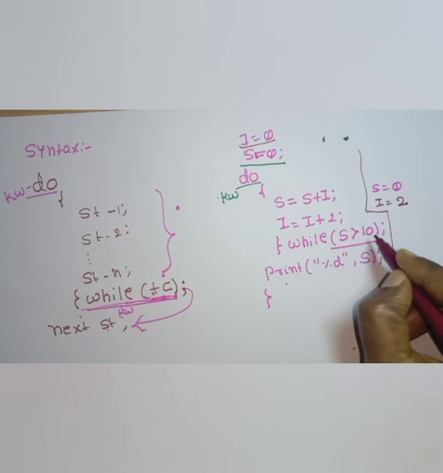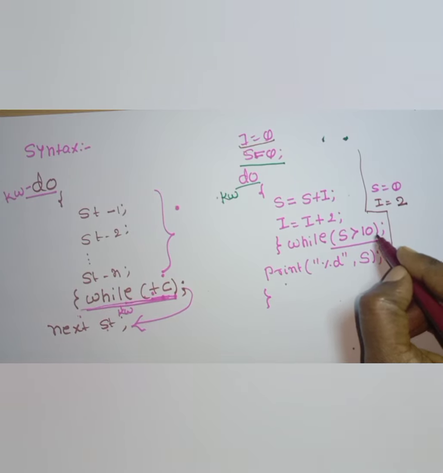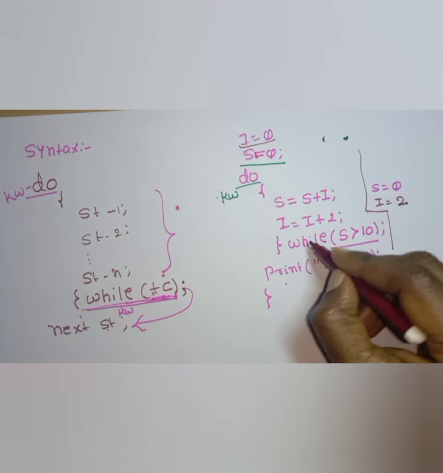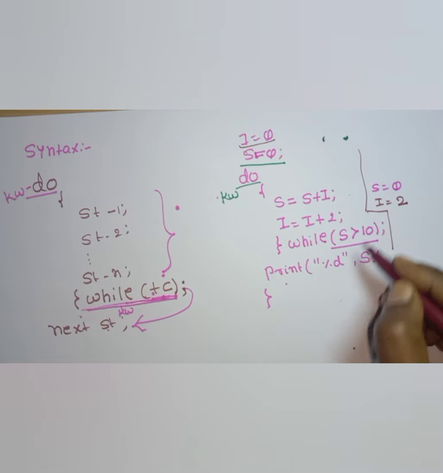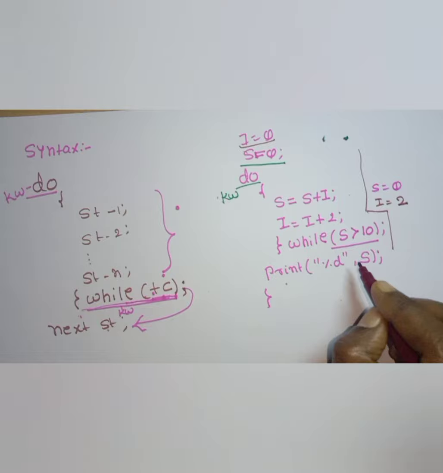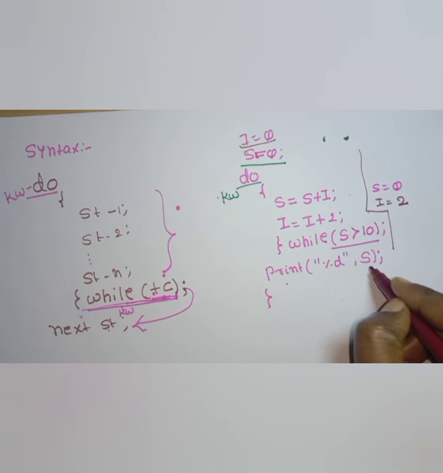Okay, when the condition is not true, what happens? s is greater than 10, you have written here. The condition is false. When the condition is false, it is not executing the body of the loop again. It comes out of the loop and it is going to print your s value in the program. Correct?